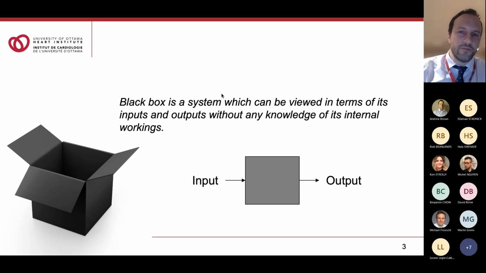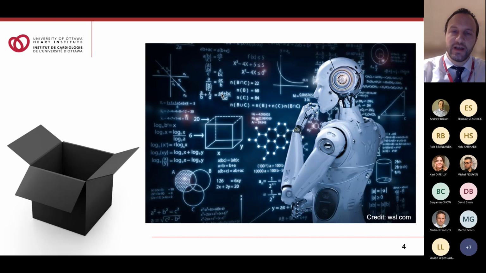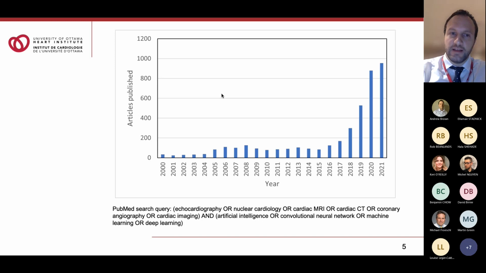So a black box is a system which can be viewed in terms of its inputs and outputs without any knowledge of its internal workings. And in many senses, artificial intelligence really can be seen as a black box, either because of the algorithms themselves not being very transparent on how they come up with predictions, and also because the entire field of artificial intelligence is marred with a lot of terminology. Despite this, the interest in artificial intelligence has been growing over the last decade, and in the last year alone, almost 1,000 articles have been published on the topic of artificial intelligence in cardiac imaging.